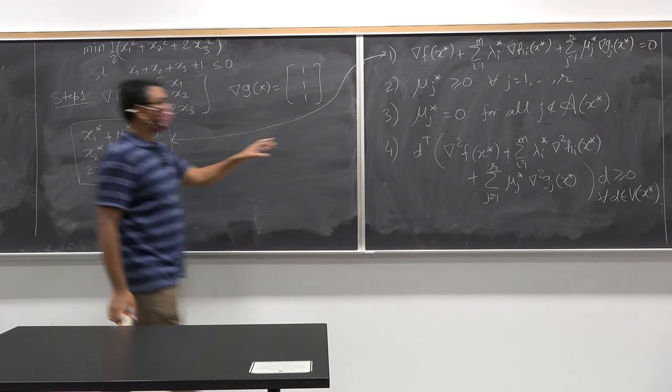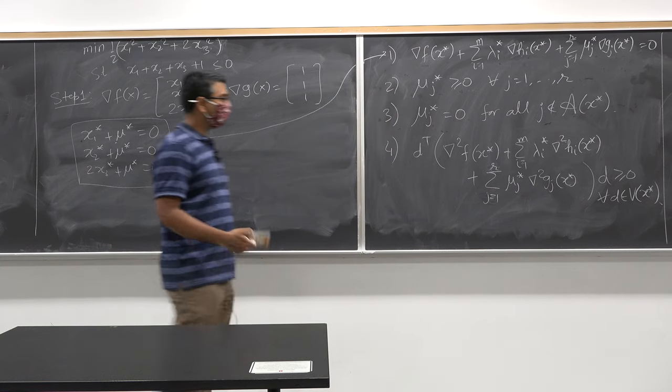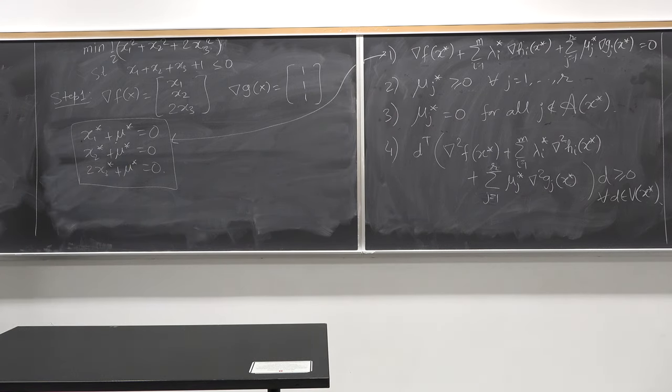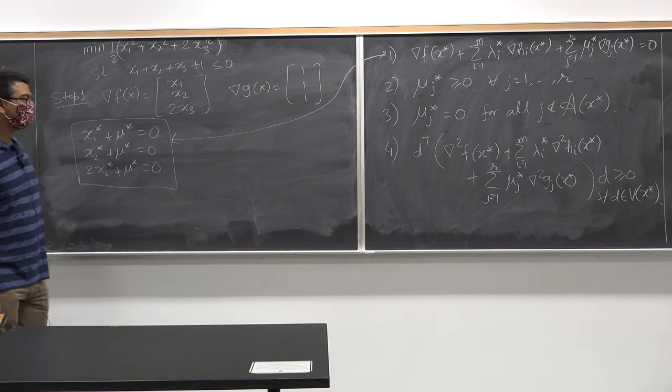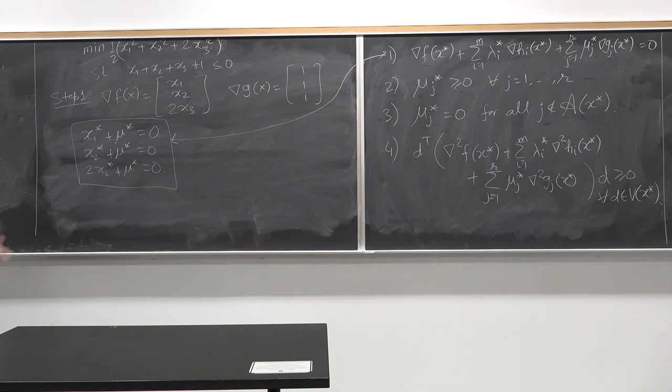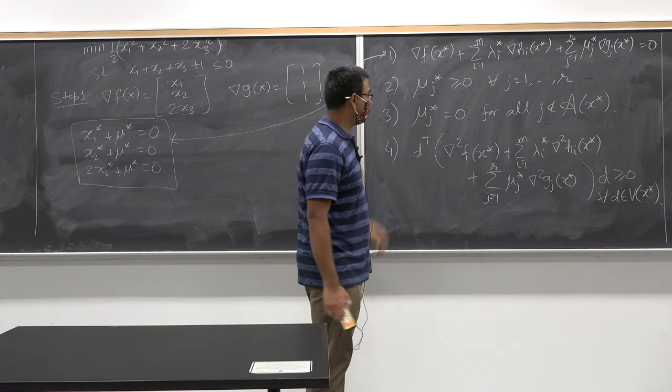So then I'm going to use these two conditions to try and identify what value of mu star I should pick. So there are only two possibilities for mu star. Either mu star is strictly positive or mu star is equal to 0, right? So let's consider the easier case, where I'm going to pick mu star to be equal to 0.